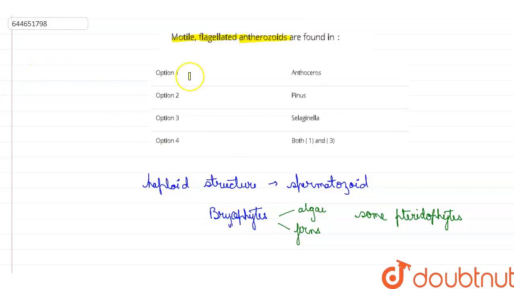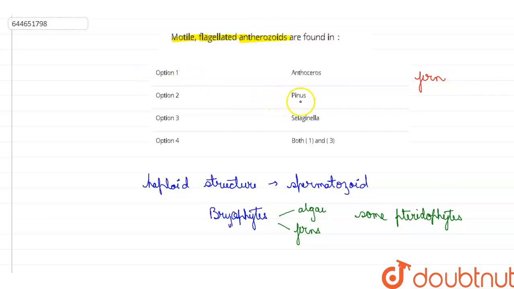Now if we look at the options, the first option is Anthoceros. We know that Anthoceros is a kind of a fern. So antherozoids are also found in these, and so they are found in Anthoceros. So this option is correct.